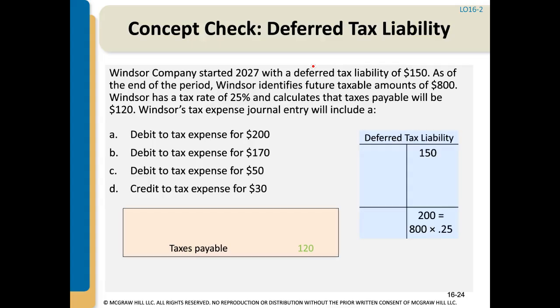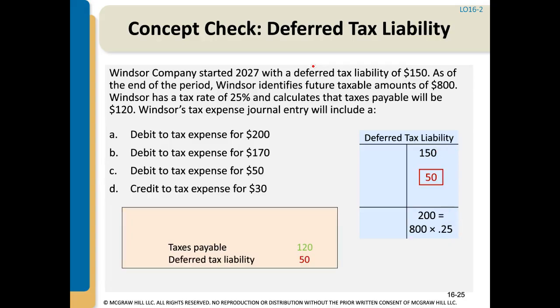Step two is figure out your ending deferred tax liability. So we're told that we have future taxable amounts of $800. Our enacted tax rate is 25%. So our ending deferred tax liability is going to be $200. We're also told that the beginning deferred tax liability is $150. So step three would be to calculate the change between the beginning and ending deferred tax liability, which is a credit to deferred tax liability for 50.